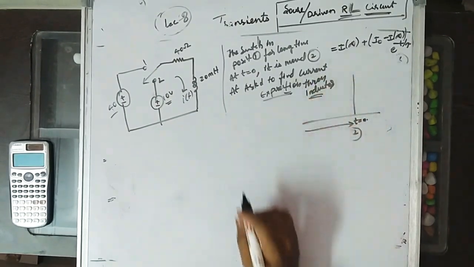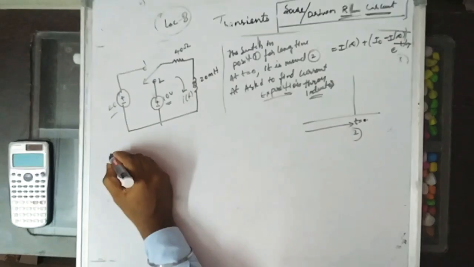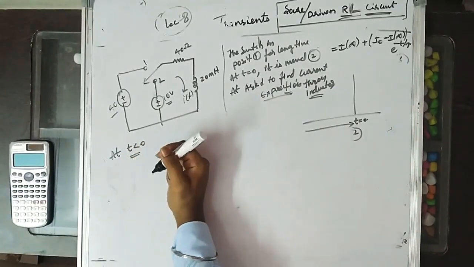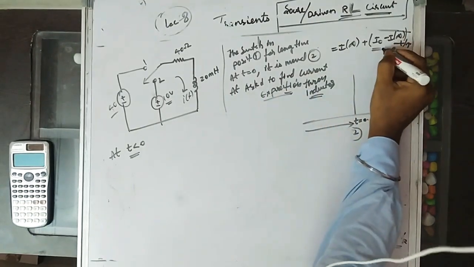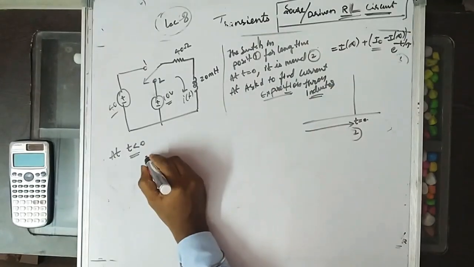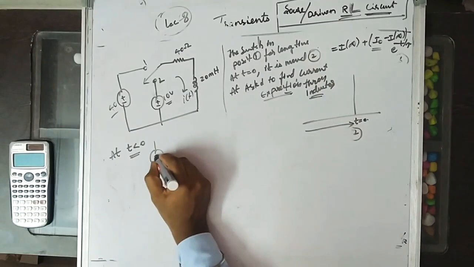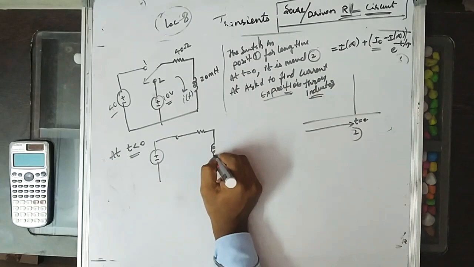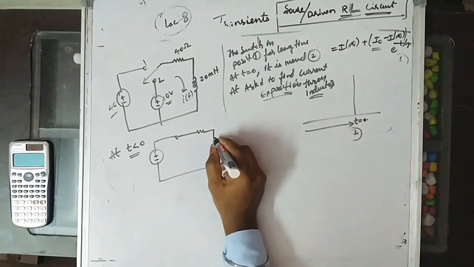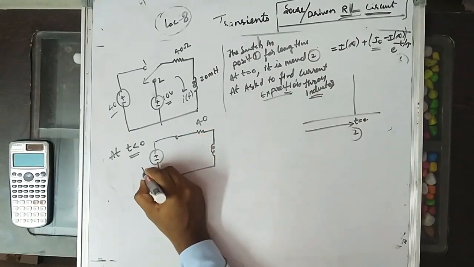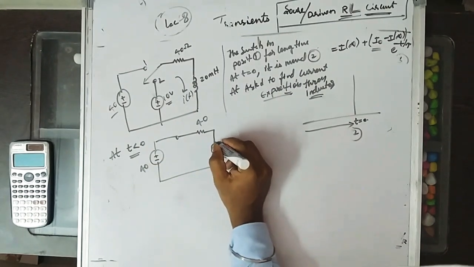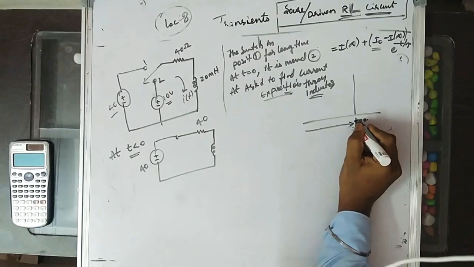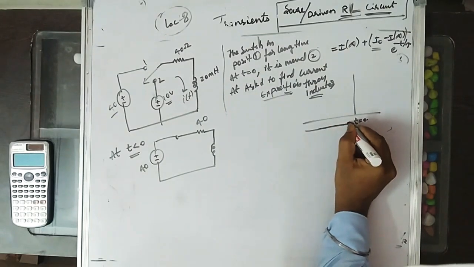Okay. So now at t less than 0, you need to find the initial condition, that is I naught. What will the circuit become? It will be in position 1. This is 40. This is 40. So for the initial condition, the switch is operated up to t equal to 0 for a long interval of time.